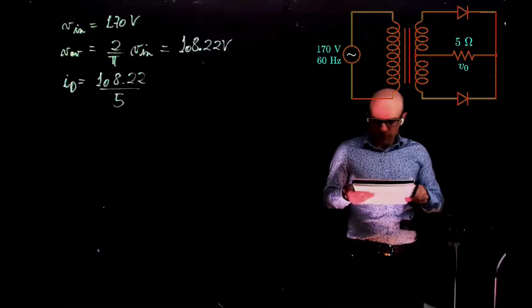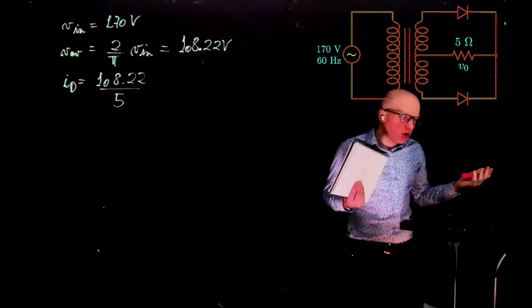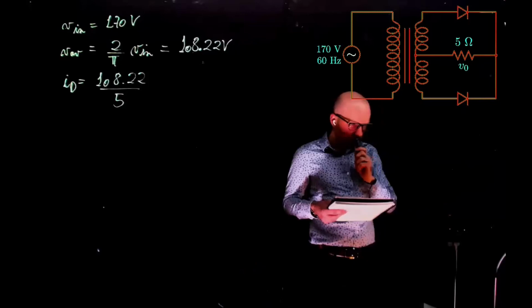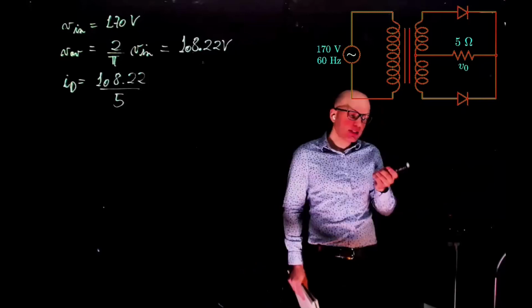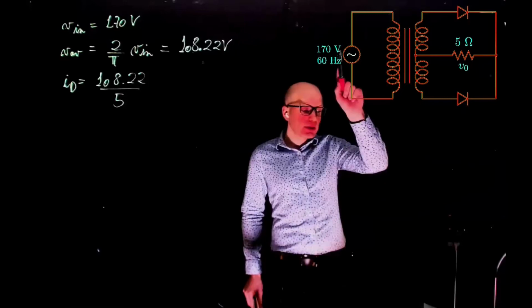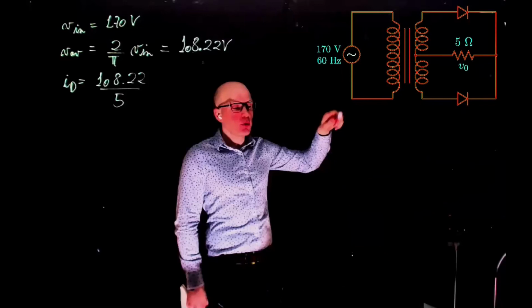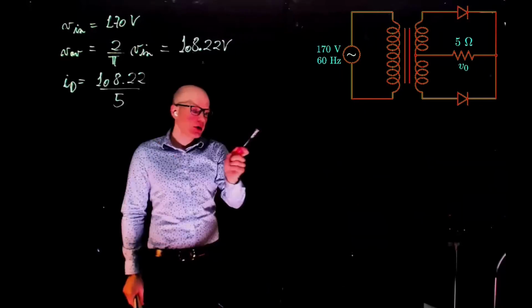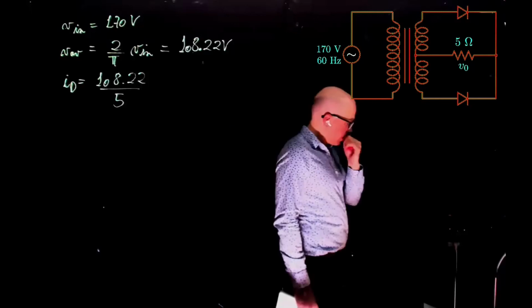Is the 170 the peak or the RMS value? Good question. That's the peak. If this was given in RMS, then we would have to convert that to peak voltage before we do this calculation. Very good question. So for the V average, we always use the peak value? Yes, always the peak value. Right.